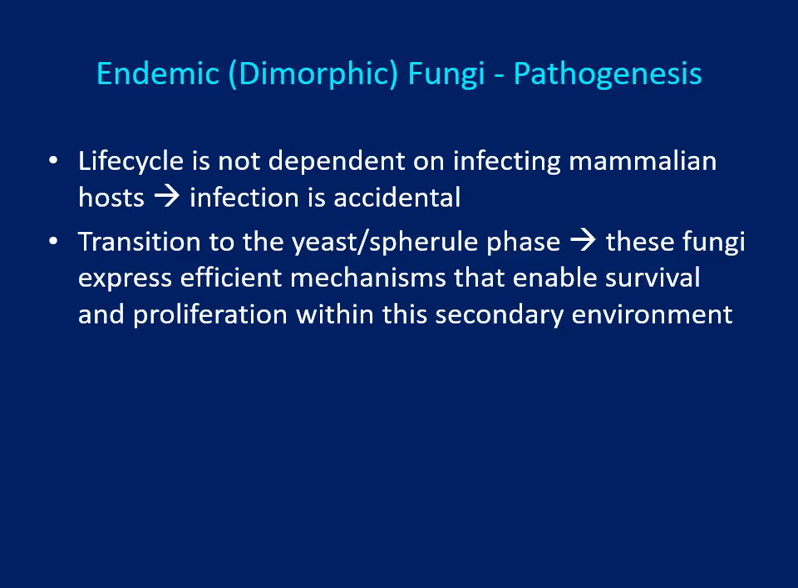So the life cycle is not dependent on infecting mammals, because we know that these fungi can live alone in nature, albeit in the filamentous form, and when they infect us accidentally, because of our body temperature, they will be transformed into their yeast form. So in the transition to the yeast or spherule form, these fungi express efficient mechanisms that enable survival and proliferation within the secondary environment. They were adapted to an environment present in nature, where temperature is 25 or less, and then they adapt to another environment.